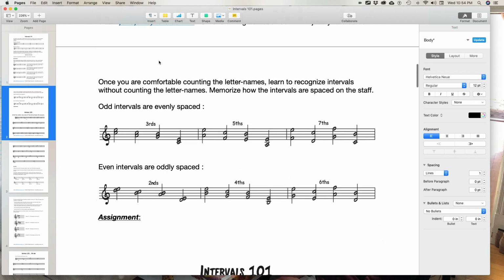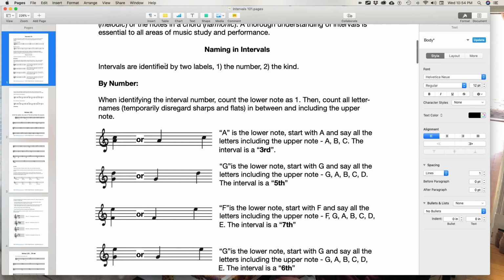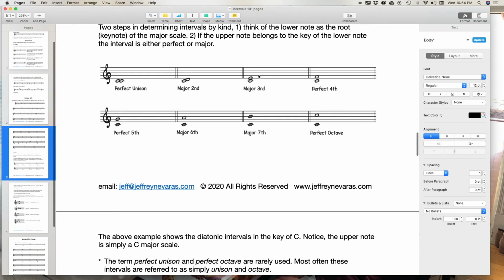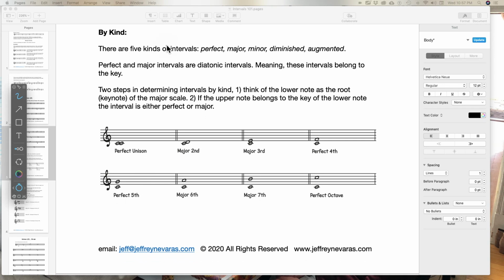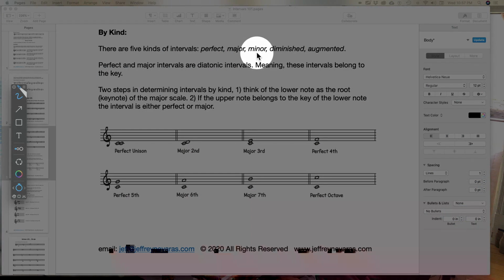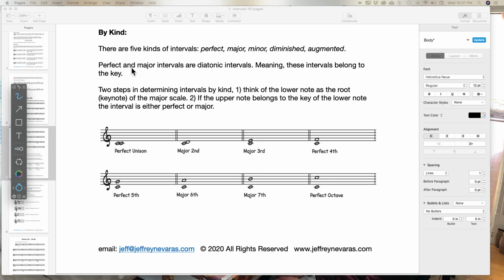We have named the intervals by number. Remember we said we're going to name it by number and kind. We did it by number, and we have our worksheet. Now we're comfortable with that, so we're going to look at intervals by kind. We have five kinds of intervals: perfect, major, minor, diminished, and augmented. We're going to deal with perfect and major intervals because after we know what a perfect and a major interval is, we can define all of the other kinds of intervals.